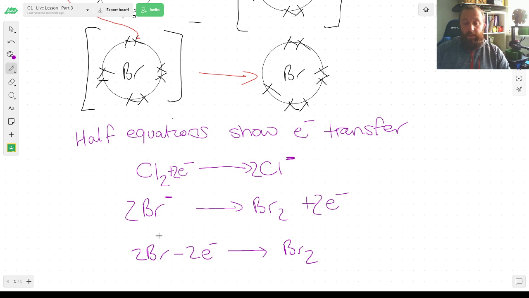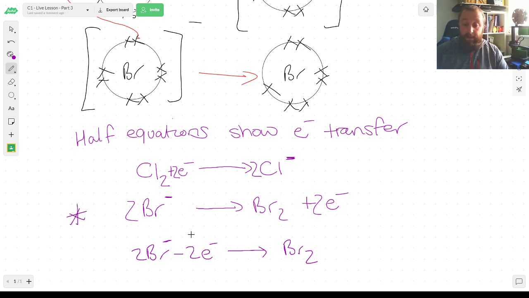So you can also write that bromide, take away 2 electrons, turns into bromine. Remember, these two are exactly the same thing. If you think back to your maths lessons, if I was to add 2 electrons to both sides of this now, I would go from this equation to this one.